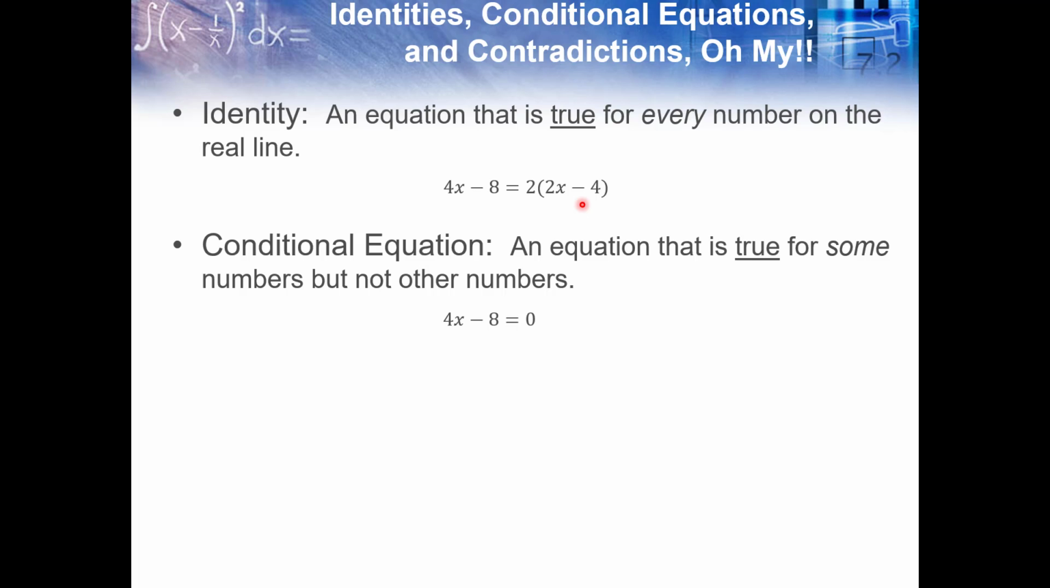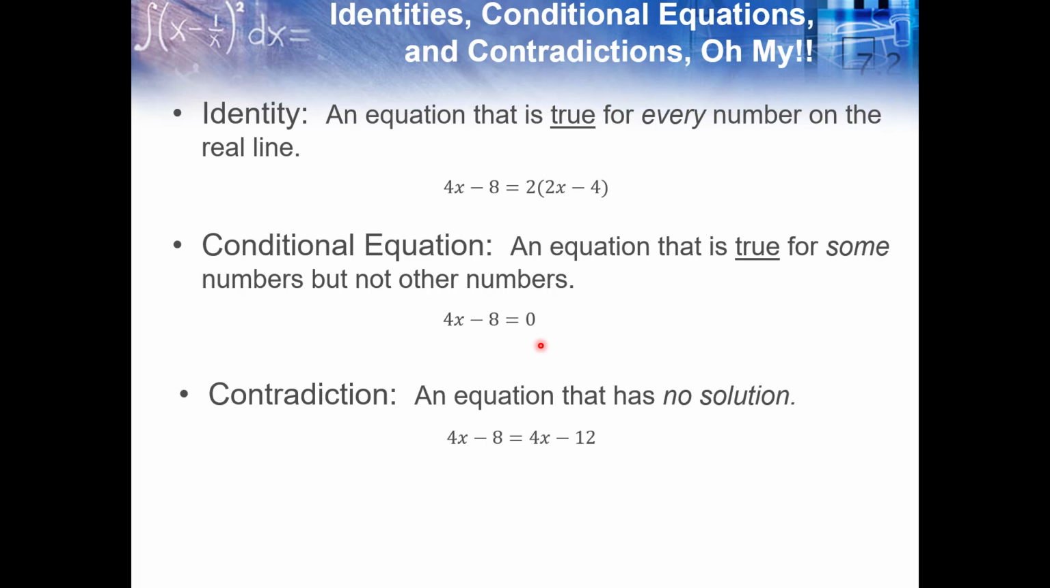A conditional equation is like the equation that we just solved. It is only true for some numbers and not true for other numbers. For example, this equation right here is only true if x is equal to 2. If x is not 2, then this statement is false.